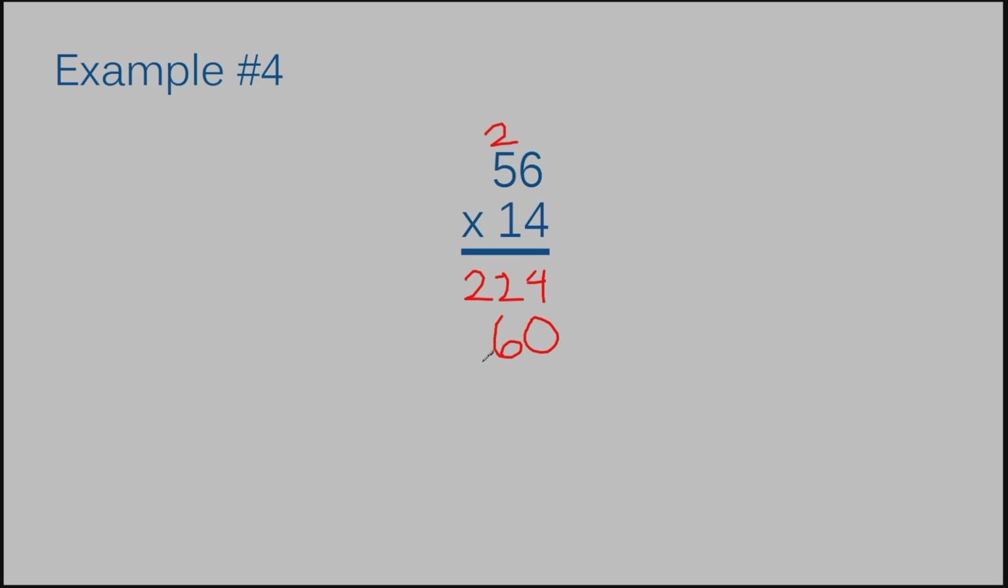So 1 times 5 is 5. So you're going to put that here. Now let's add. 4 plus 0 is 4. 2 plus 6 is 8. 2 plus 5 is 7. The answer to example number 4 is 784. Example number 5.